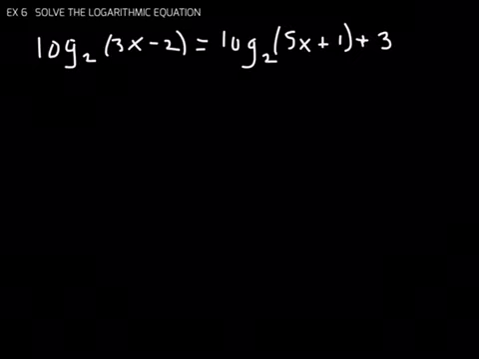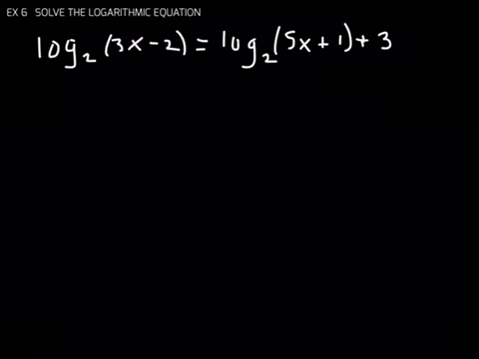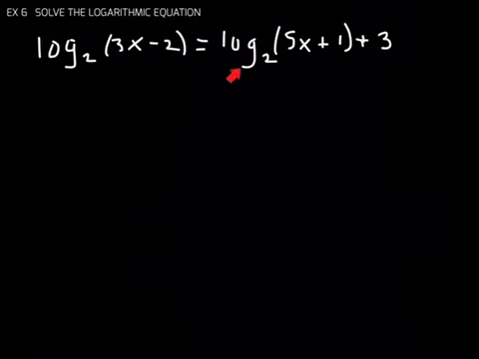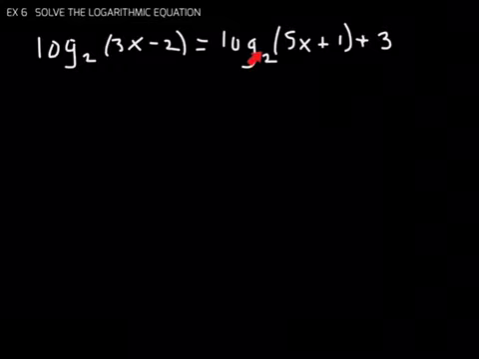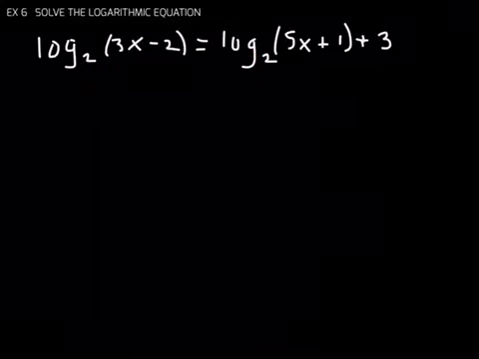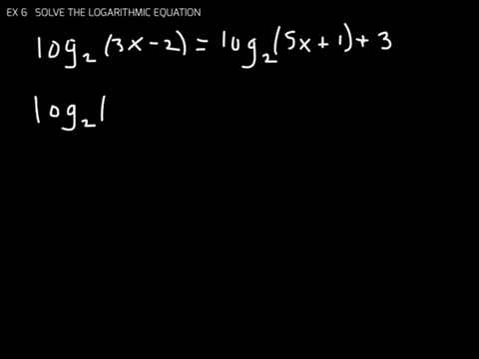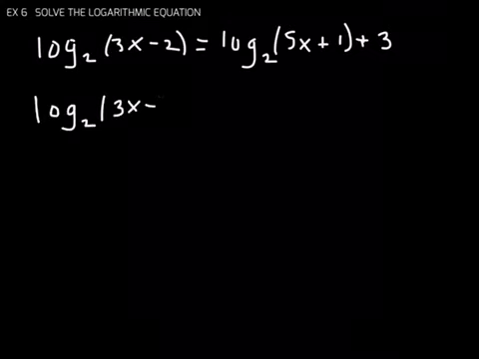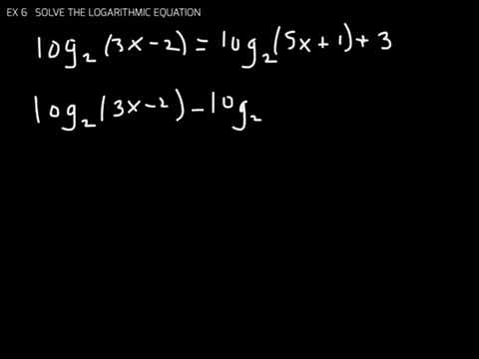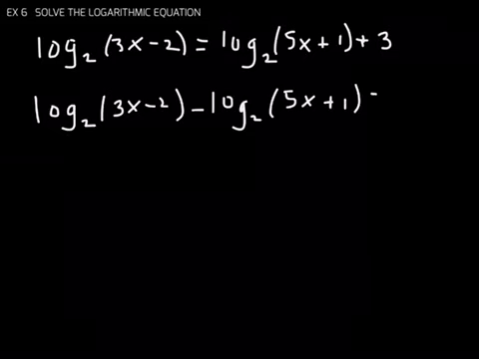Okay? So my strategy here is to get the logs on the same side. I can do that by using subtraction. If I subtract, let's say, this log from both sides, it would bring it over to the left. And then your equation would look like this. Log base 2 of 3x minus 2 minus log base 2 of 5x plus 1 is equal to positive 3.